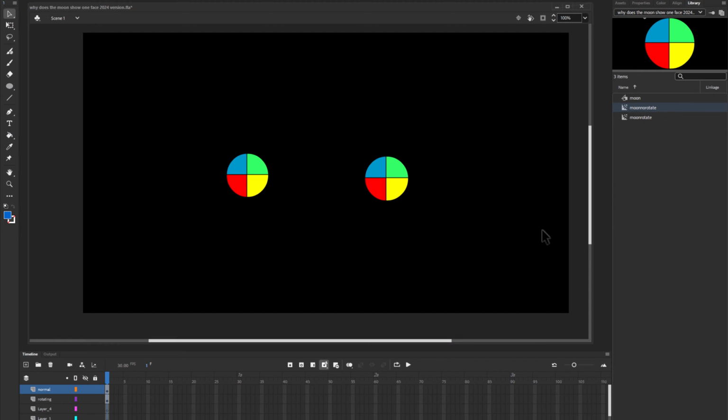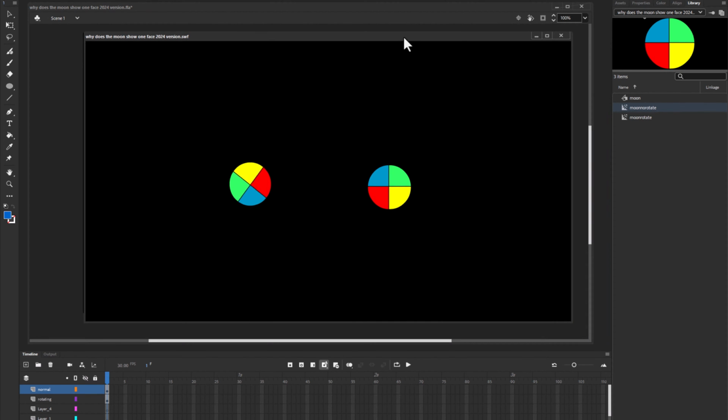So I've got two versions of the animation on this timeline here. One is going to be rotating and one is static. So when I play the animation as it is at the moment, you'll see that one is spinning and one is stationary. That's important when I do the animation again in a minute, when I make these move, because the spinning one will stay spinning and the static one will stay static as they move around in a circle.